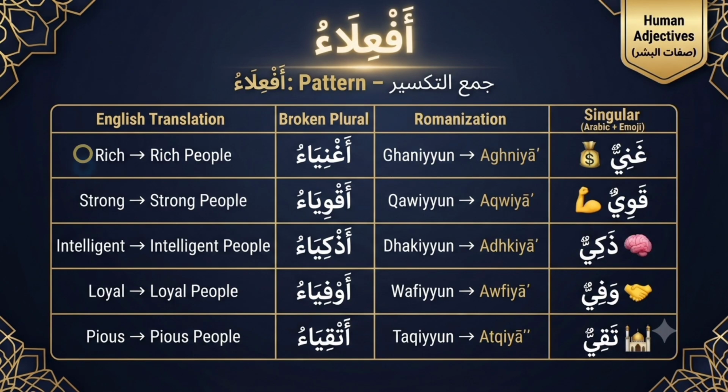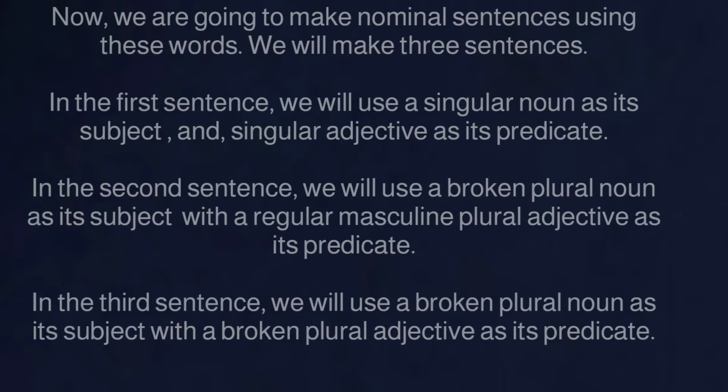Rich, غني, أغنياء. Strong, قوي, أقوياء. Intelligent, ذكي, أذكياء. Loyal, وفي, أوفياء. Pious, تقي, أتقياء. Dear students, now we are going to make nominal sentences using these words.